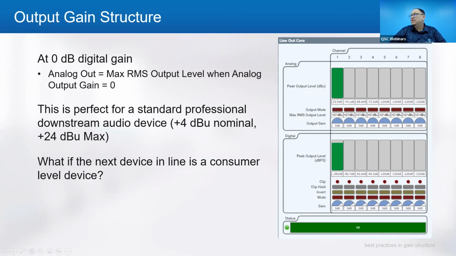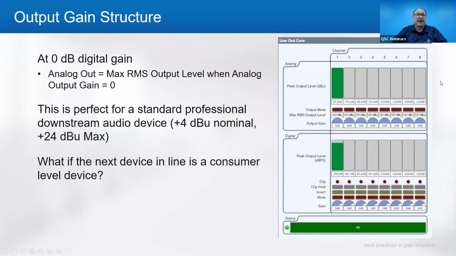See, this is one place where you actually see dBu because we're dealing with dB full scale in the digital realm. Once the signal goes through the digital to analog converter, then our meter up here is in dBu. This would be perfect if the downstream device is a professional audio device and it's looking for +4 dBu nominal and +24 dBu max. This is going to be right on, right? Because it's going to be right there at +24 dBu.